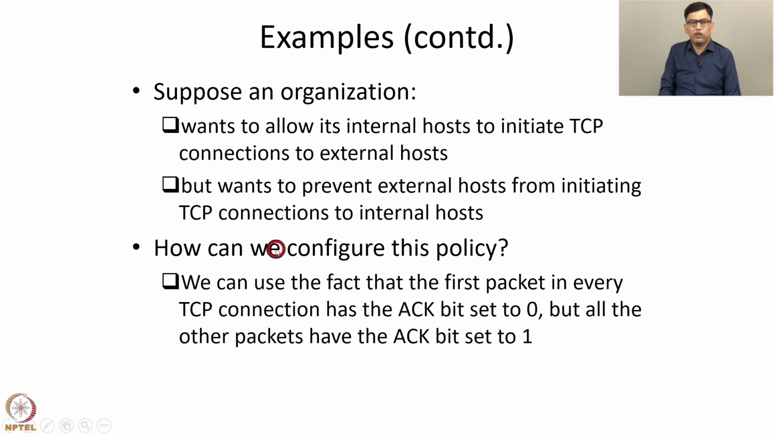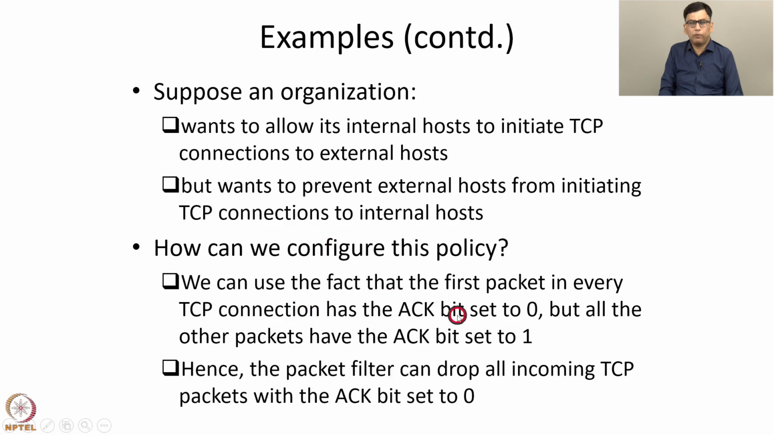We can use the following fact, which we discussed in the previous lecture. This fact is that the first packet in every TCP connection has the ACK bit set to 0, but all the other packets have the ACK bit set to 1. The first packet in a TCP connection is the SYN packet. It has the SYN flag equal to 1, but the ACK flag in that packet is 0. The second and subsequent packets have the ACK bit equal to 1. So we can use this fact. The packet filter can drop all incoming TCP packets with the ACK bit set to 0.